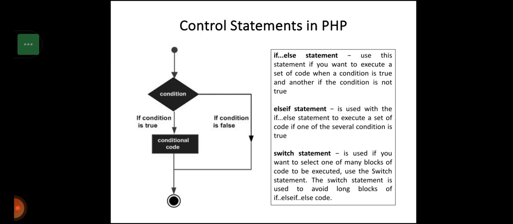Then switch statement. The switch statement is used if you want to select one of many blocks of code to be executed. Use the switch statement to get a single block executed. That is a constant value. If you are giving a constant value 2, code block 2 will be executed. If it is 3, code block 3 will be executed. If none of the blocks are satisfied, there is a default case, and that case will be executed.